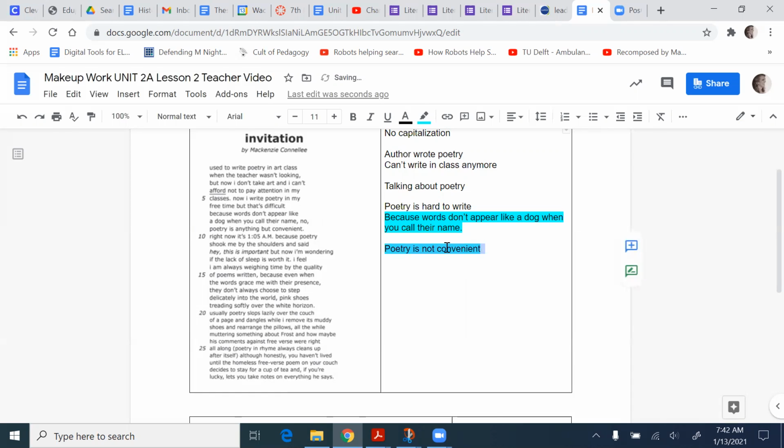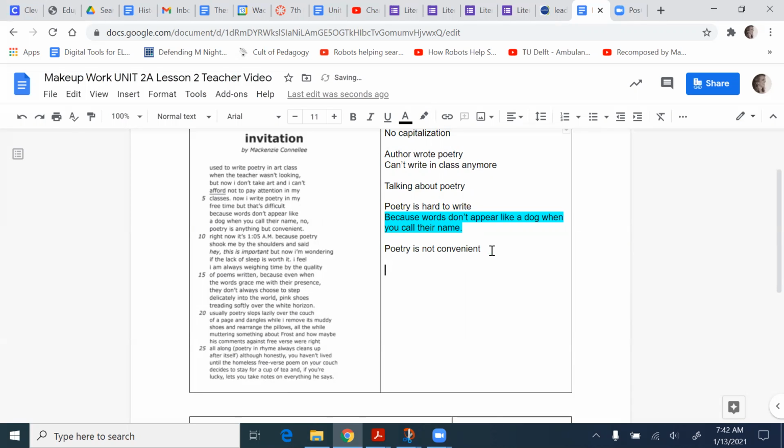Okay, poetry is not convenient. That's just my notes. Okay, here we go. Right now it's 1:05 a.m. because poetry shook me by the shoulders and said, "Hey, this is important." But now I'm wondering if the lack of sleep is worth it.